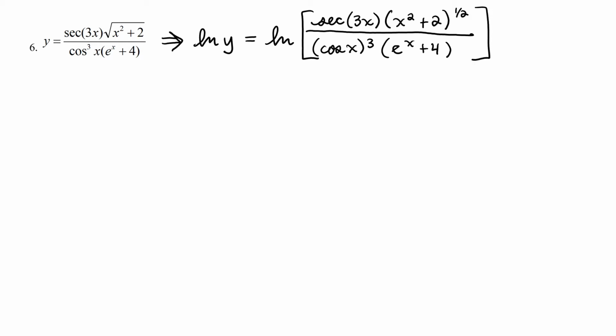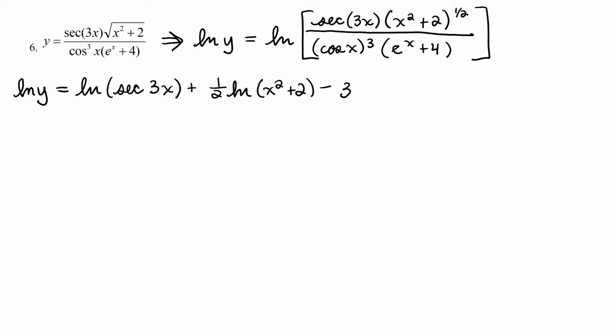And now we can use our log rules to split this up. So we have, making sure we're really careful to write, the natural log of y is equal to the natural log of secant 3x plus 1/2 the natural log of x squared plus 2 minus 3 natural log of cosine of x minus natural log of e to the x plus 4.